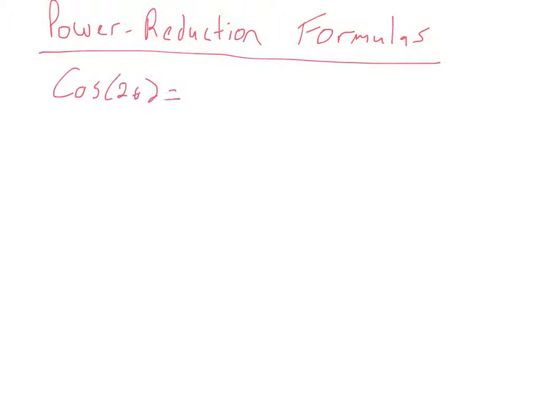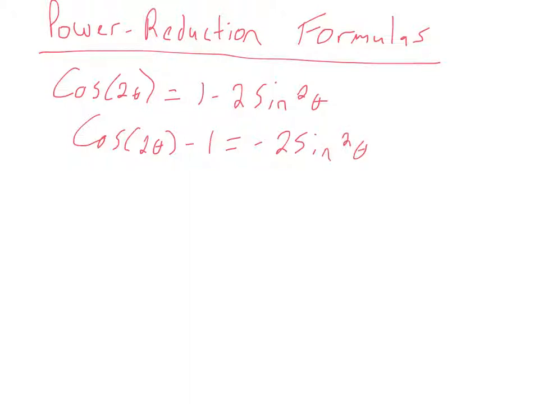So let's look at one of our cosine double angle formulas, which is 1 minus 2 sine squared theta. So we have this right now solved for cosine 2 theta. But what if instead we went ahead and solved this for sine squared theta, right? So let's go ahead and do that. So we'll end up getting cosine 2 theta minus 1 is equal to negative 2 sine squared theta. And then if we go ahead and solve for sine squared theta by dividing the whole thing by negative 2, we'll end up getting 1 minus cosine of 2 theta all over 2.